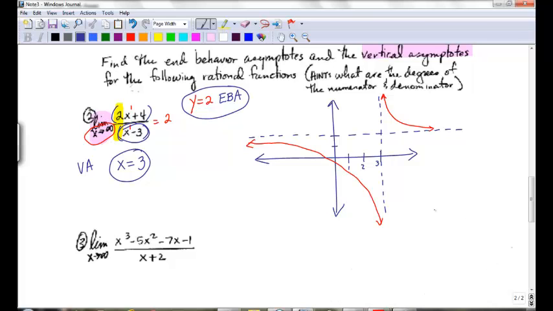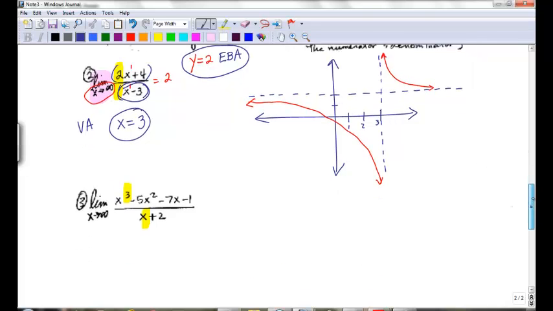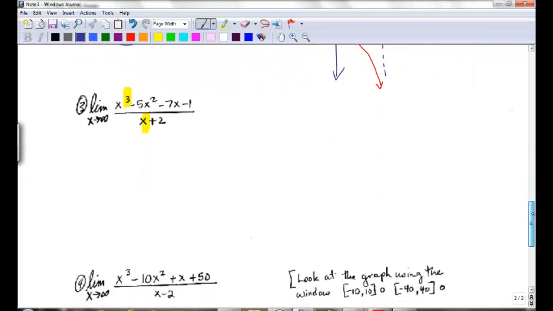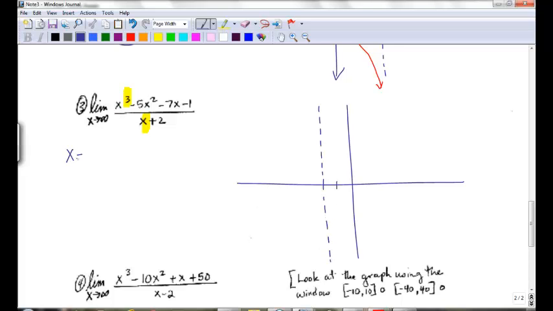Okay, let's go on to number 3. Now this one's different, because the degrees are different. The first thing I would look at is the denominator. So x can't be negative 2. At x equals negative 2 there would be an asymptote. That would be the vertical asymptote. That's the vertical one.